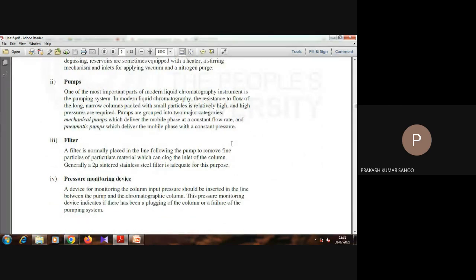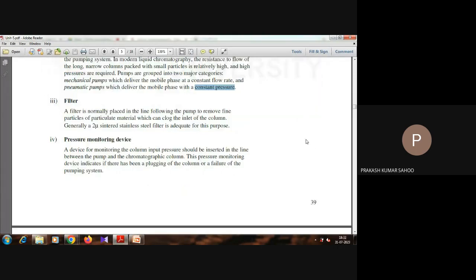Then pumping. One of the most important parts of the modern liquid chromatography instrument is the pumping system. In liquid chromatography, the resistance to flow of the long, narrow column packed with small particles is relatively high, and high pressures are required. Pumps are grouped in two categories: mechanical pumps, which deliver the mobile phase at a constant flow rate, and pneumatic pumps, which deliver the mobile phase at a constant pressure. So if the flow rate of the mobile phase is constant, this is a mechanical pump, and if it is at constant pressure, then it is a pneumatic pump. So two types of pumps are there.